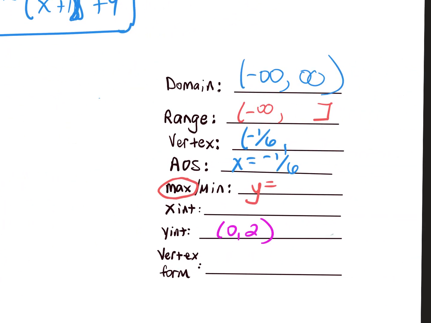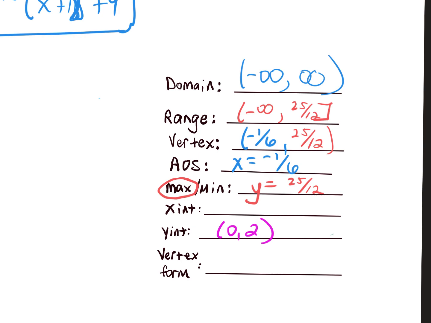25 over 12 is the y part of my vertex. It's also the beginning of my range. And where else is it? Your max and min, 25 over 12. So we have answered almost everything by just finding the vertex.